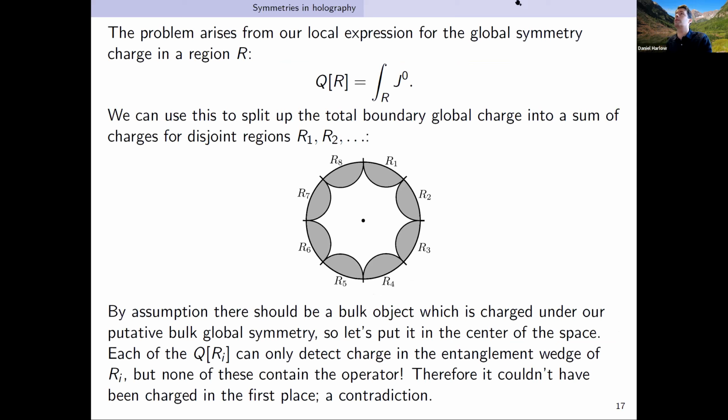Okay, looks like there's a question. So about higher form global symmetry. Yeah, I was going to mention that at the end. There's a version of this argument that works also for higher form global symmetry. So those are also excluded. Yes, that's in our paper.